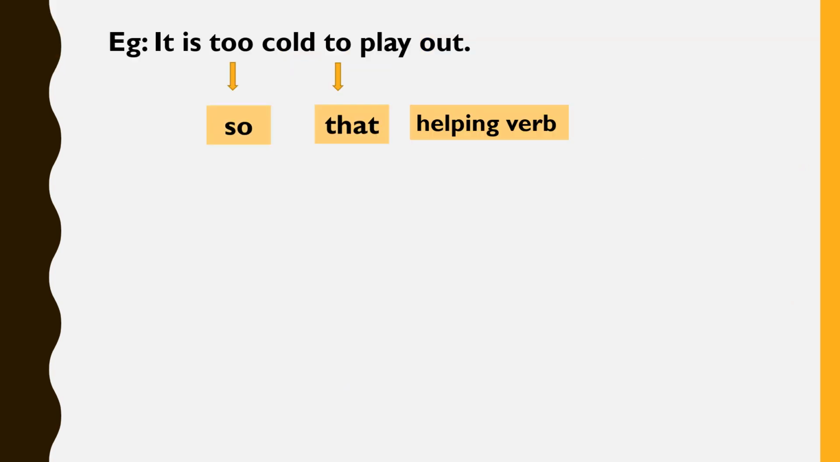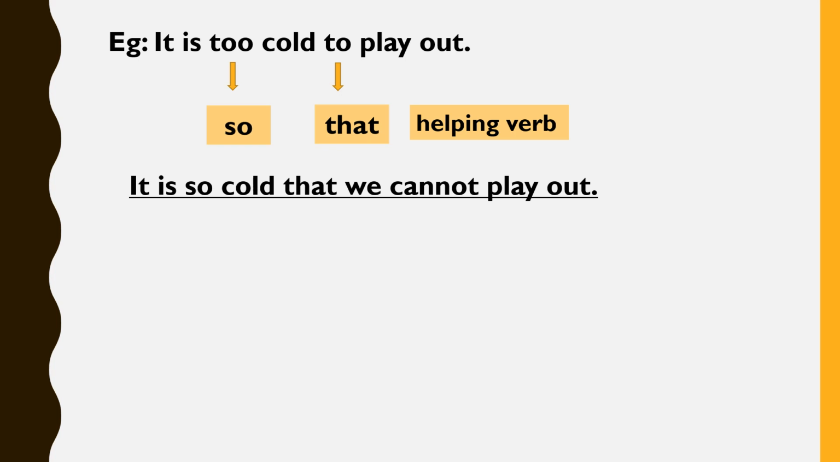Now look at this sentence. It is too cold to play out. The meaning of the sentence is that it is so cold that someone is not able to play out. We use the same rule when removing too and to, using so, that, and the helping verb. Notice this, that the sentence is in the positive. When we rewrite the sentence after removing too and to, the sentence must become a negative sentence. Okay, so we'll see how our sentence is written. It is so cold that we cannot play out.